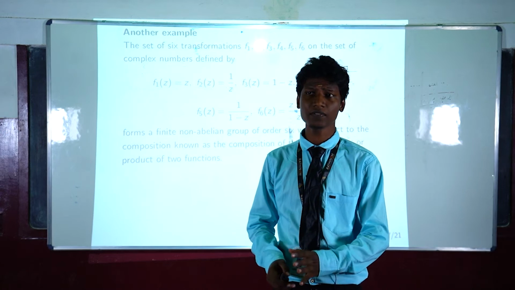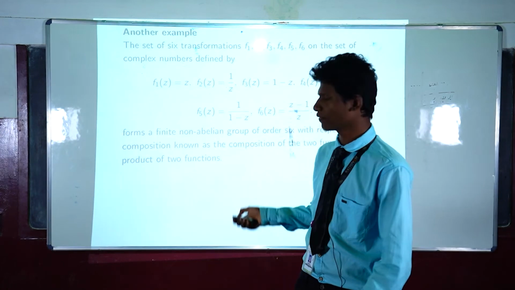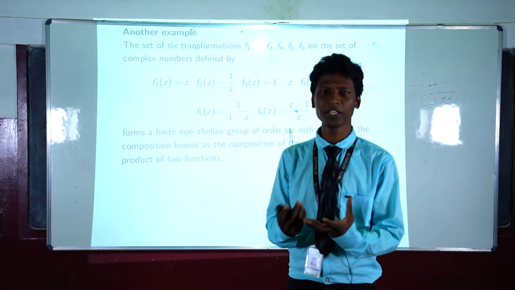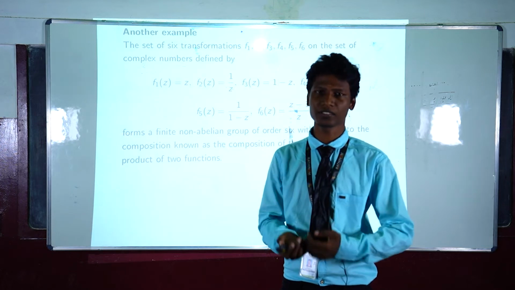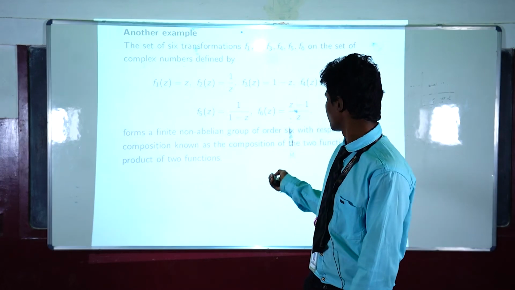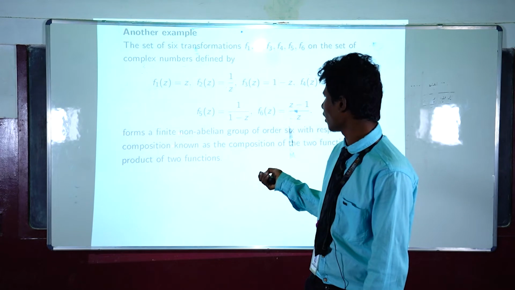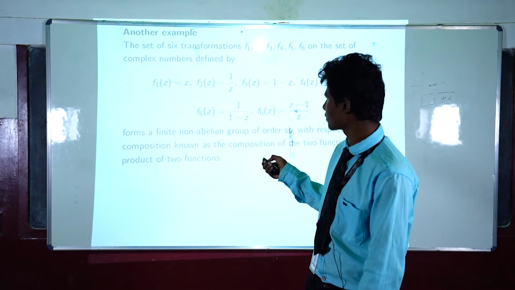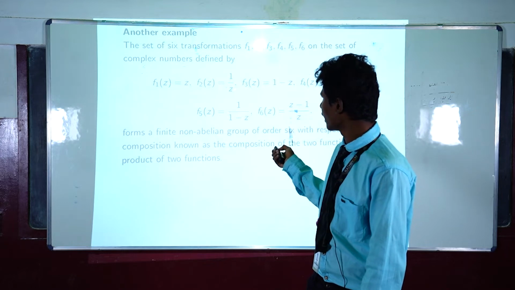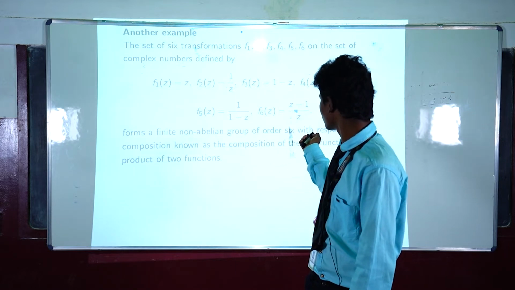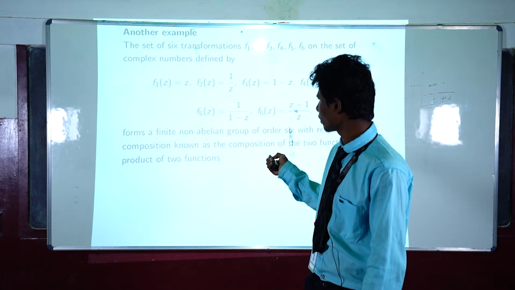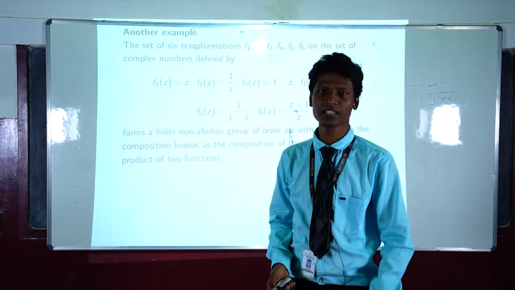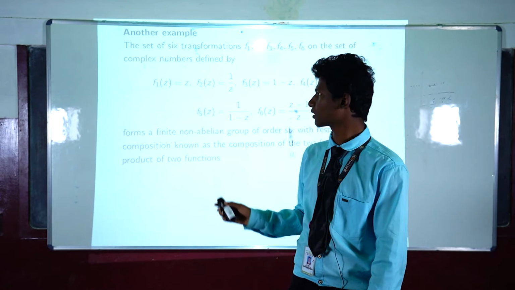Now let me take another example. This is the example of a composite function, that is, the composition of two functions. So here is an example of a finite non-abelian group of order 6. f1 is z, f2 is 1 by z, f3 is 1 minus z, f4 is z by z minus 1, f5 is 1 by 1 minus z, and f6 is z minus 1 divided by z.